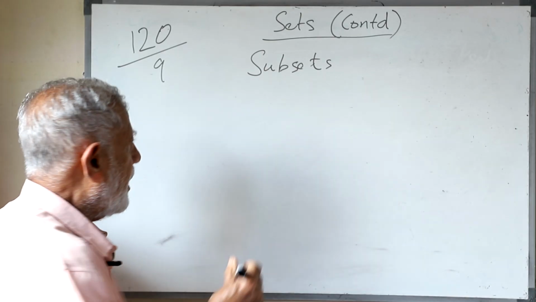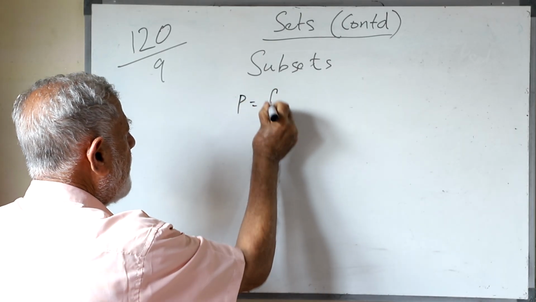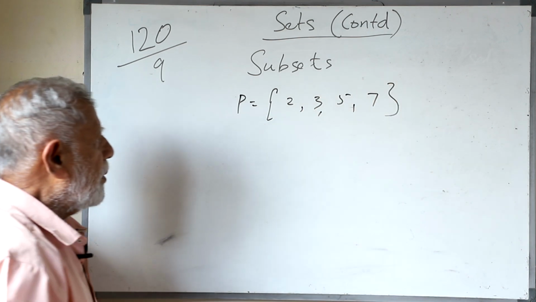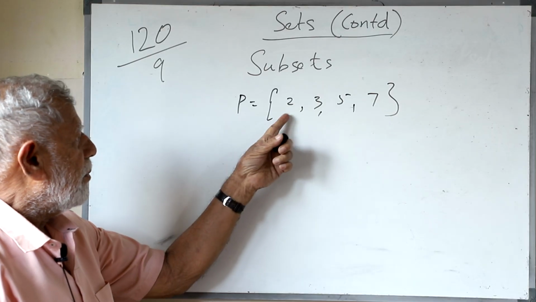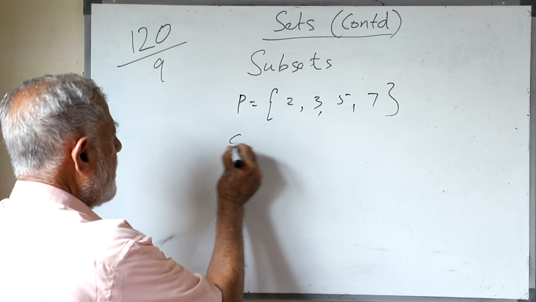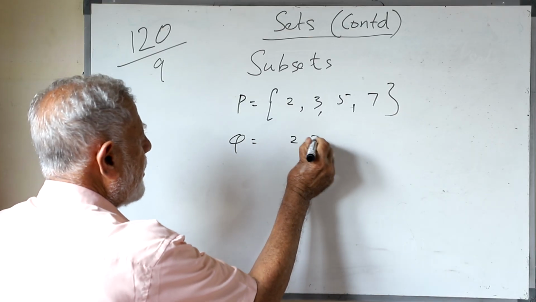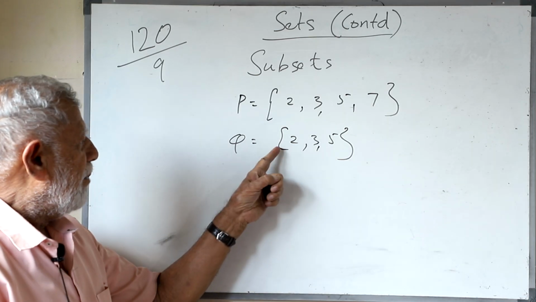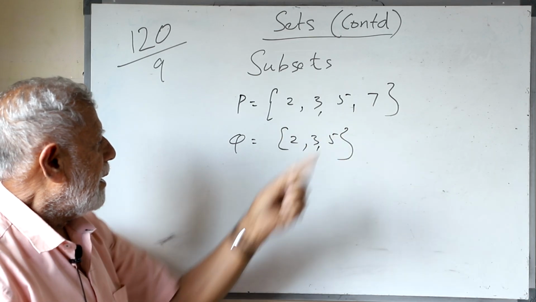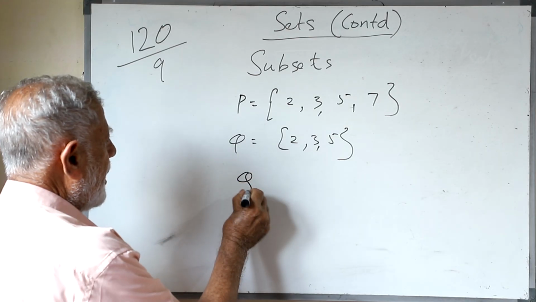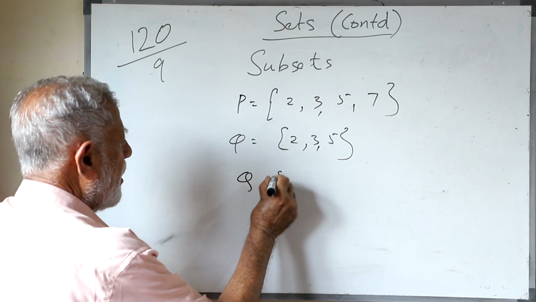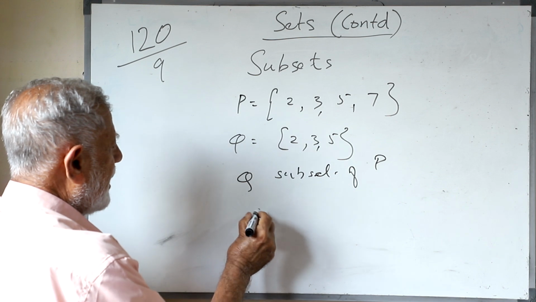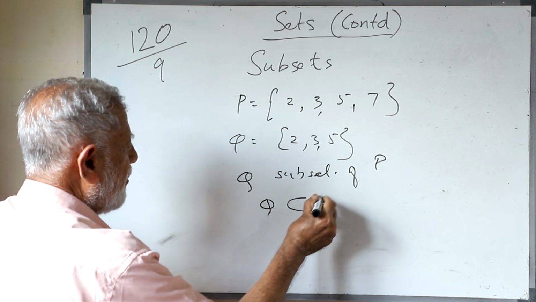We'll take an example. We'll say P is equal to {2, 3, 5, 7}. The elements of P are 2, 3, 5, 7. And we'll say Q is equal to {2, 3, 5}. Now if you look carefully, you will notice that all the elements of Q are in P. Therefore we say that Q is a subset of P. And we write this as Q ⊂ P.